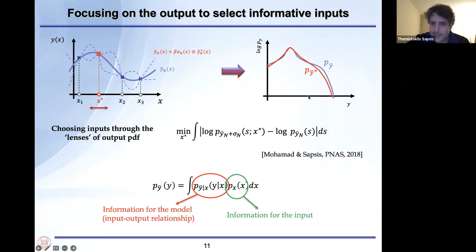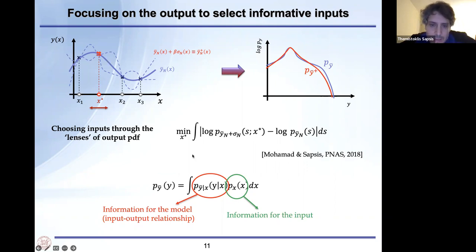And that's directly the optimization problem we are defining to identify the next most informative point. We will find the point which results in the maximum minimization of this difference. It's obvious that, again, the logarithm is considered like that because we are emphasizing the tails. That's what we are after. Now, in terms of what information we use here, keep in mind that compared with uncertainty sampling, we now have the PDF of the output, which essentially contains information for the model, as you can see here, but also information for the input.